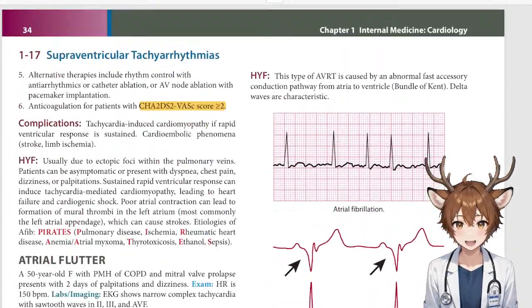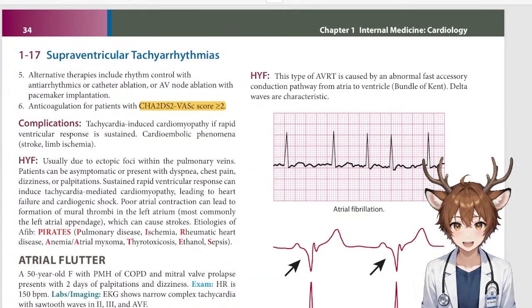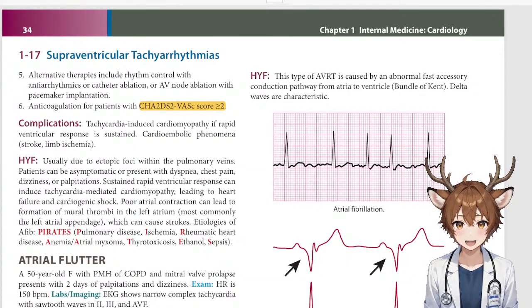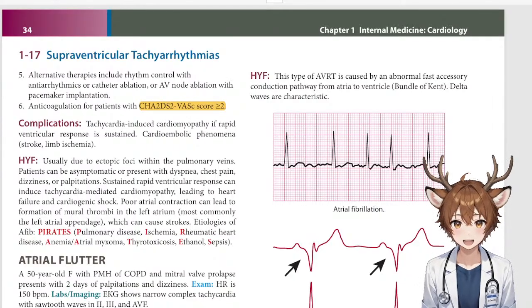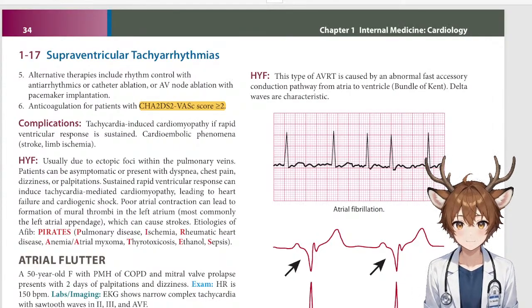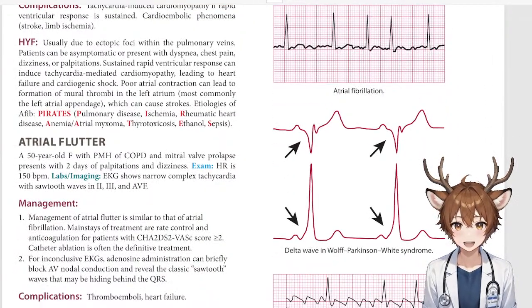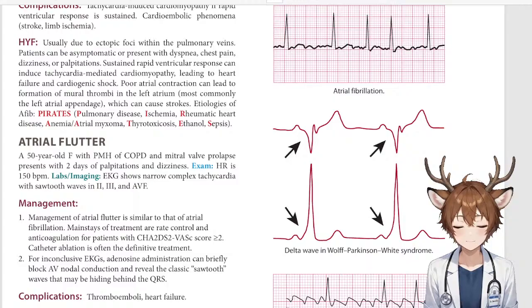So here's a little diagram right here for you. High-yield fact about WPW: this type of AVRT is caused by an abnormal fast accessory conduction pathway from the atria to the ventricle, the bundle of Kent. Delta waves are characteristic. So that's AFib right there. Here's delta waves in Wolff-Parkinson-White syndrome. That's what they look like.